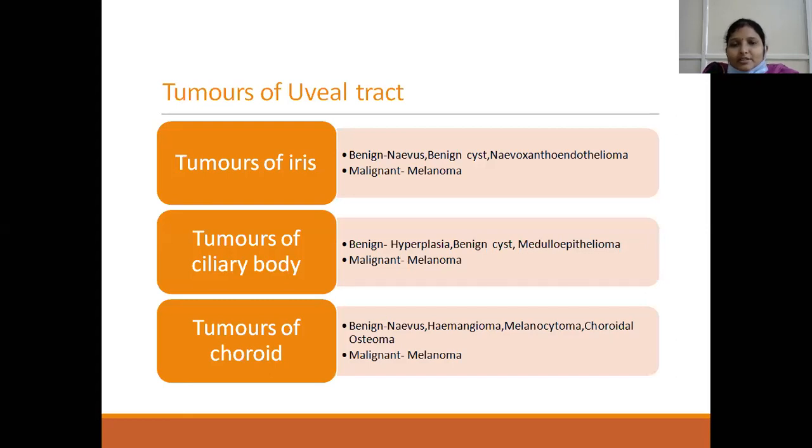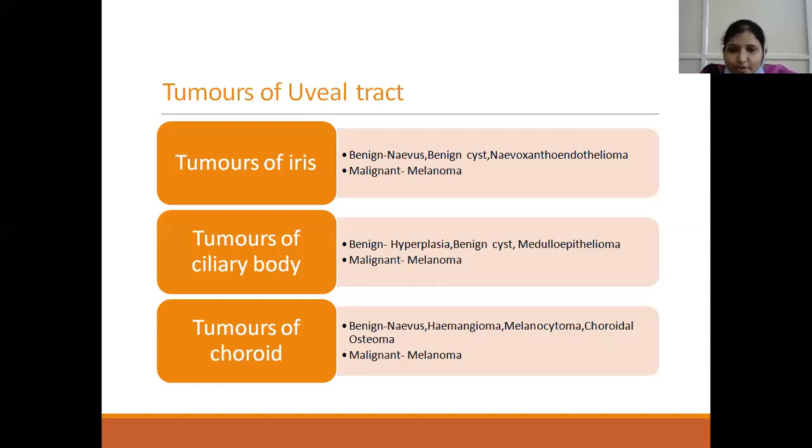This is actually not very important for you. I have just given a brief outline of the various tumors present. There can be tumors of the iris, ciliary body, and choroid. In iris, the benign tumors are nevus, benign cyst, and nevoxanthoendothelioma. Tumors of the ciliary body, benign tumors are hyperplasia, benign cyst, and medulloepithelioma.